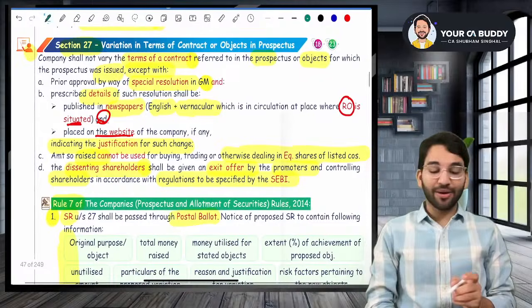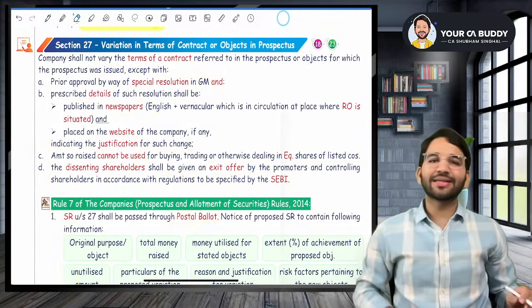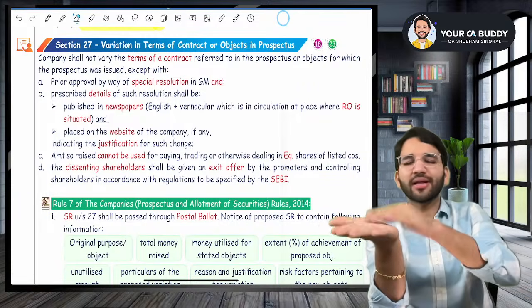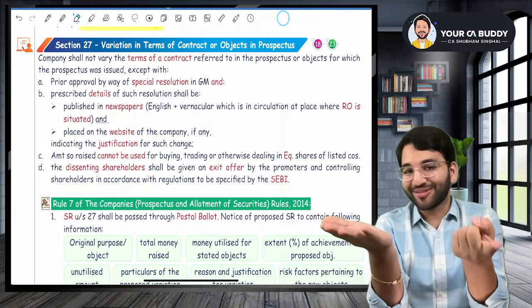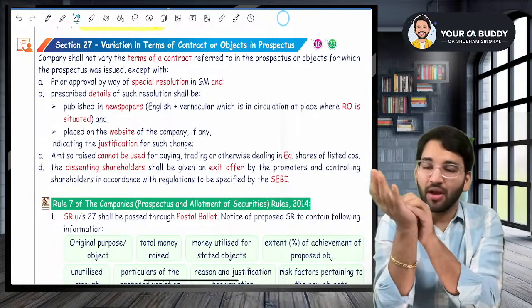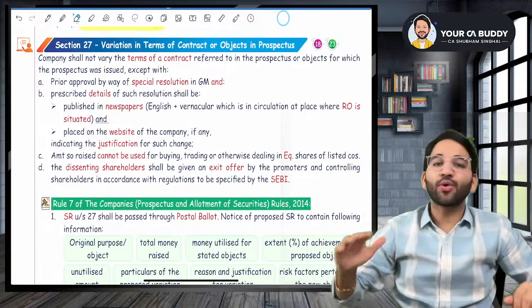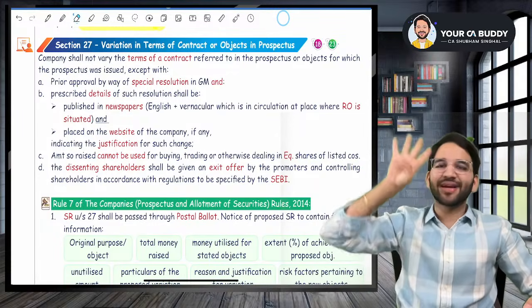Now coming to section number 27. Sir, they have been asking a lot of questions around this section. What is this section 27? Very easy. So you had issued the prospectus. Now in that prospectus, you had written some terms and everything. Now if you want to vary those terms, or if you want to vary the objects that you mentioned in the prospectus, so any variation that you are doing in the prospectus after allotment, then in that case, what you have to do, sir? In that case, 4 conditions are to be complied with.